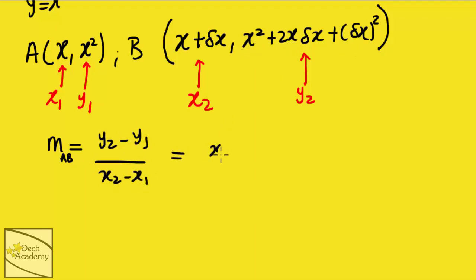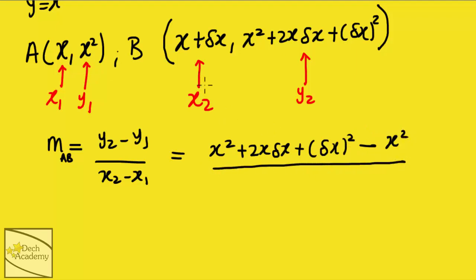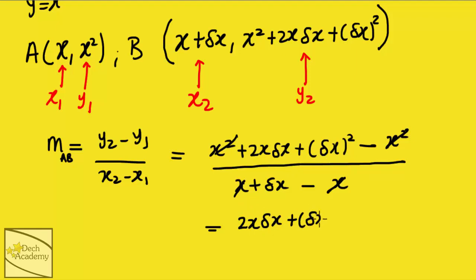This whole expression here, so x squared plus 2x delta x plus delta x squared, minus y1, which is x squared, all divided by x2, which is x plus delta x, minus x1, which is x. So x squared cancels x squared here, x cancels x here, which leaves 2x delta x plus delta x squared, all divided by delta x.